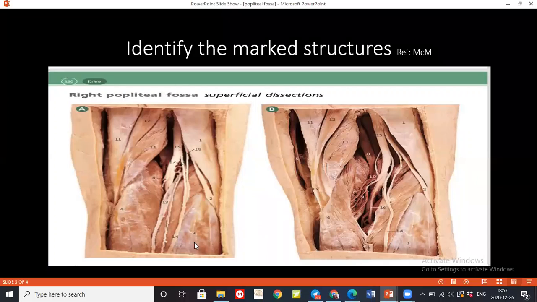7 was plantaris. 15 is sciatic nerve, right? 15 is tibial nerve, and 16 is tibial nerve muscular branch. And 17? 17 is sural nerve. It's too big for sural nerve. I don't know, it's magnified, but this is what it says on Macmillan page 330. Right, good, thank you.